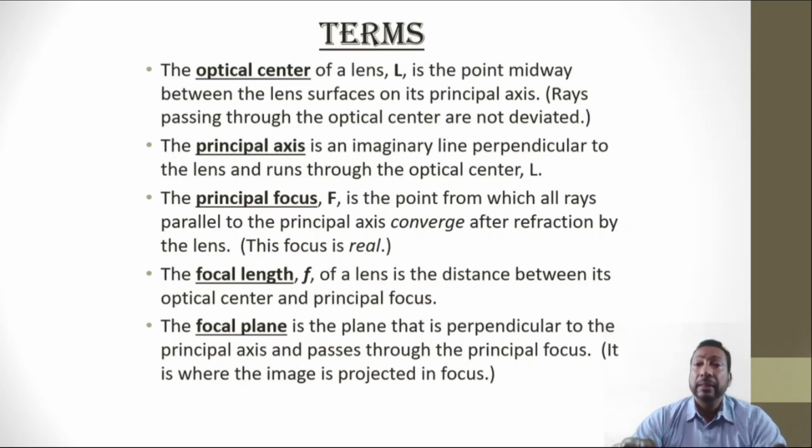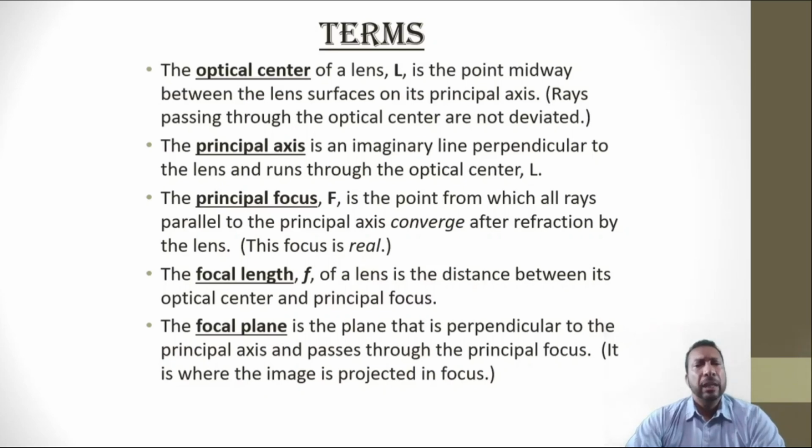The focal length, small f, of a lens is the distance between its optical center and principal focus. The focal plane is the plane that is perpendicular to the principal axis and passes through the principal focus. It is where we say that the image is projected in focus.